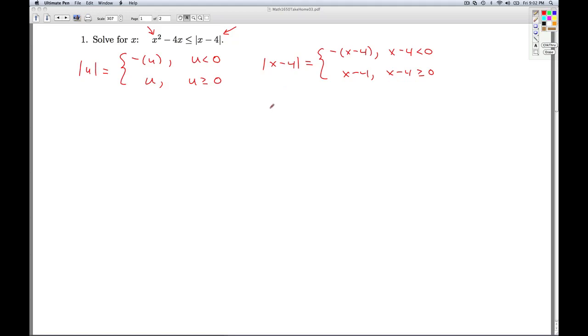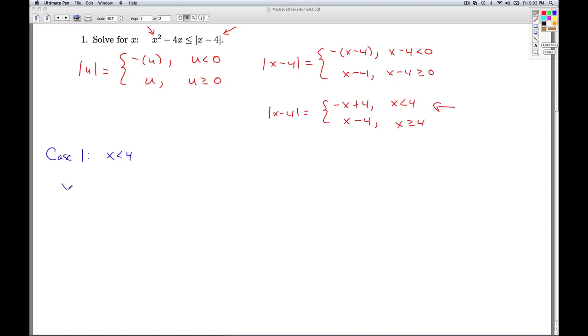I can simplify this. It's either the opposite of x minus 4 if x is less than 4, or it's x minus 4 if x is bigger than or equal to 4. And so this is what determines the two cases for our inequality. So case 1, x is less than 4.